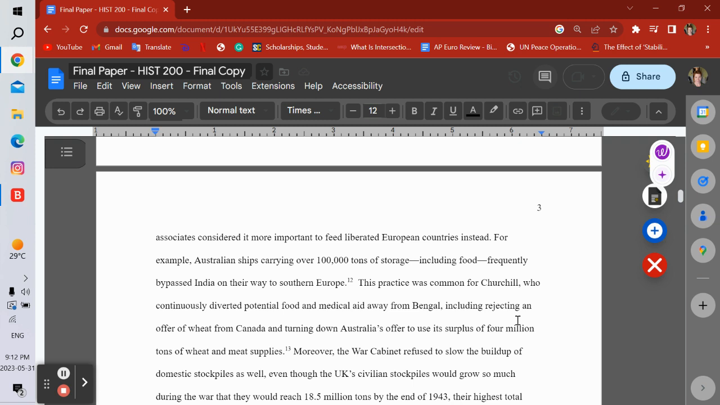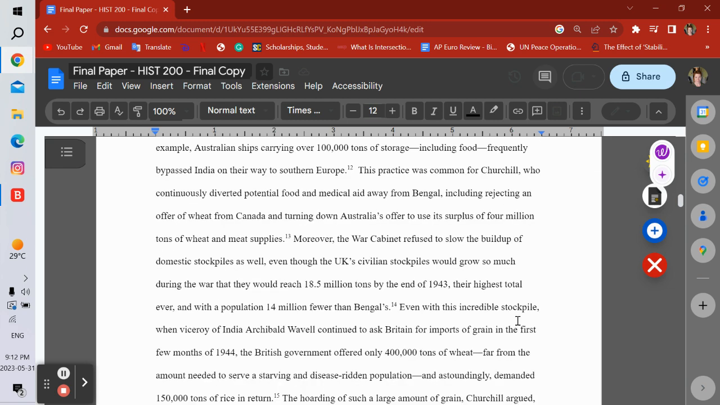wheat and meat supplies. Moreover, the War Cabinet refused to slow the buildup of domestic stockpiles as well, even though the UK's civilian stockpiles would grow so much during the war that they would reach 18.5 million tons by the end of 1943, their highest total ever, and with a population 14 million fewer than Bengal's.